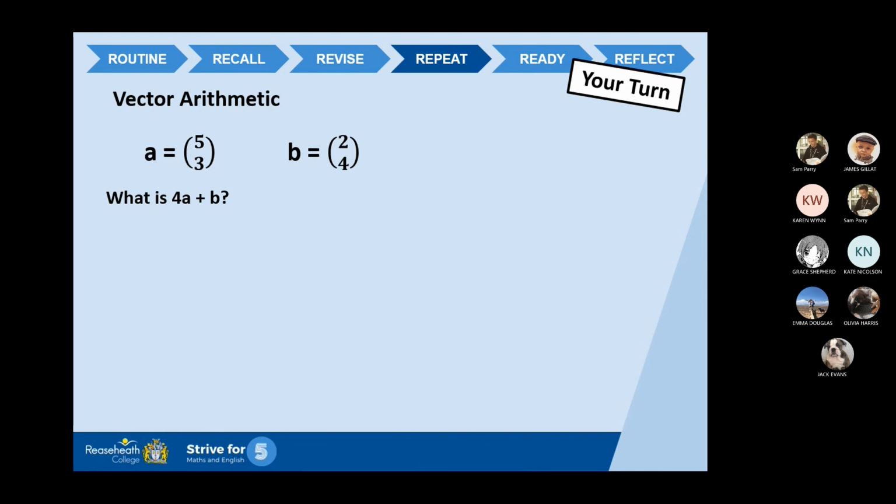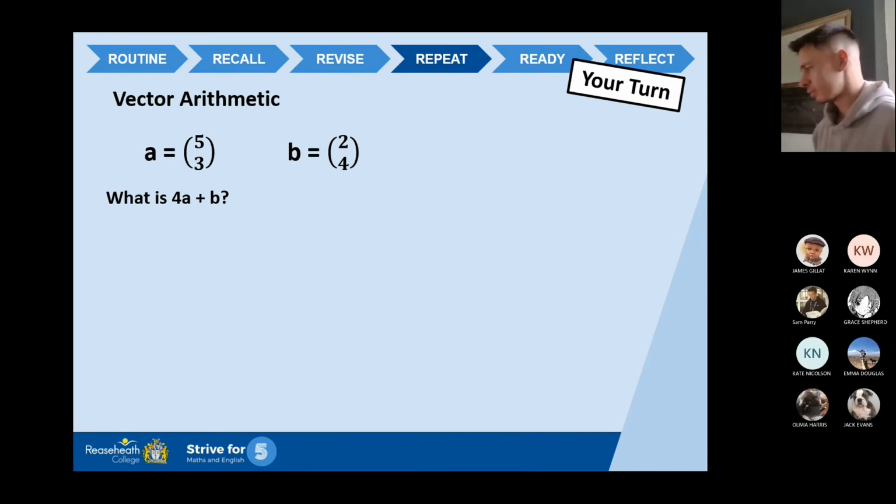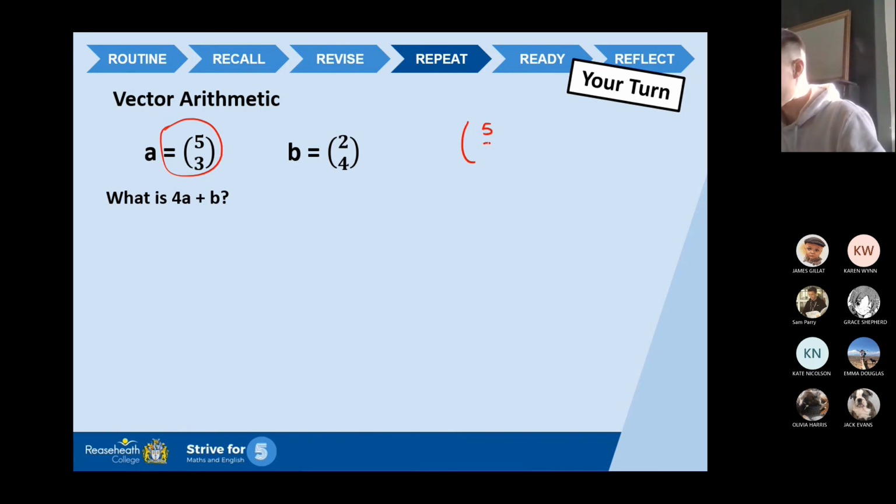Okay, guys, I'm going to review these three questions with you. Hopefully we've had some success. Let's check. I've not done these yet, so it's going to be the first time for me. Let's have a look. So 4a plus b. Straight away with the vector a, I know I need to times it by 4. You just park it to the side and then you can use it in a bit.